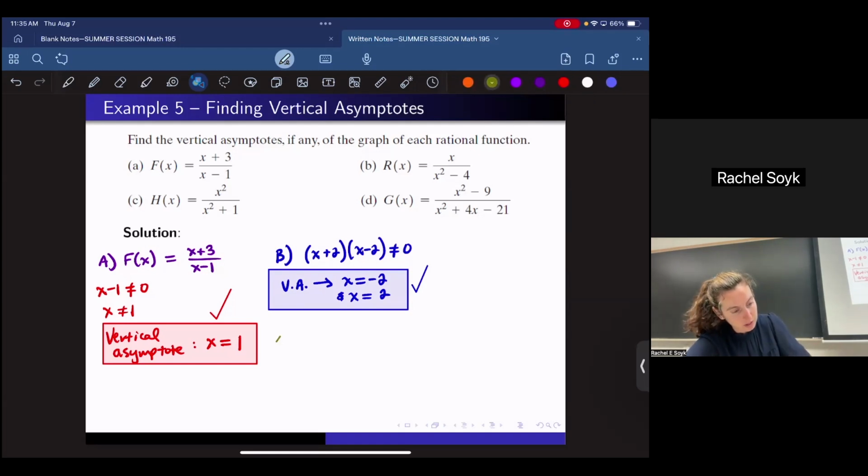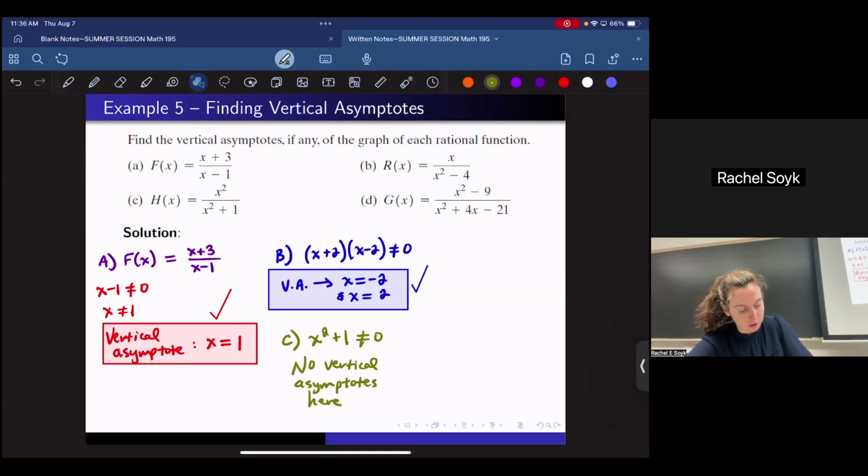Part C, with h of x, we have x squared plus 1 can't be equal to 0. What do we notice about this one? Can we factor that left-hand side into real numbers, I should say? No, so no vertical asymptotes here, right? Our domain is all real numbers. We have no restrictions.